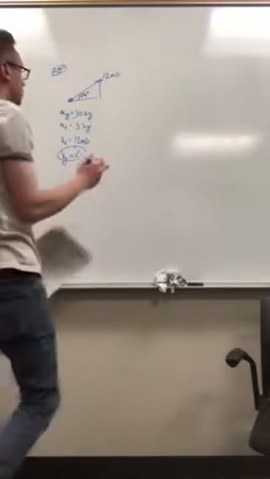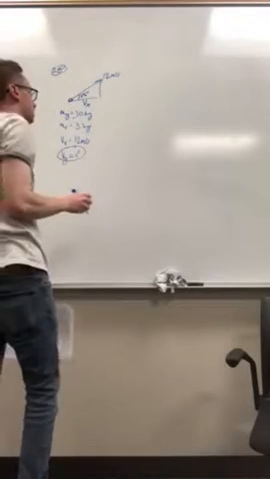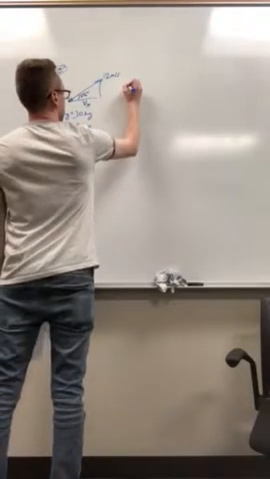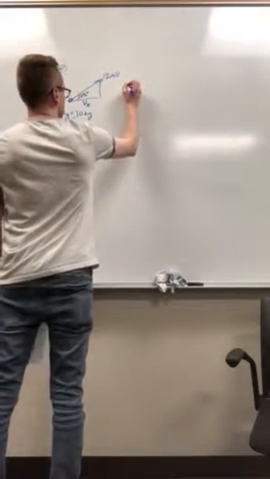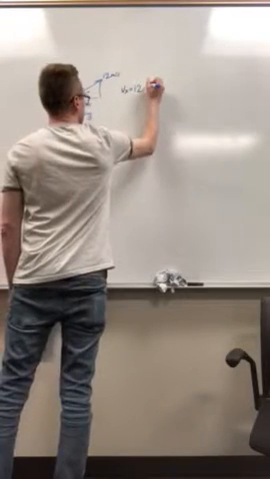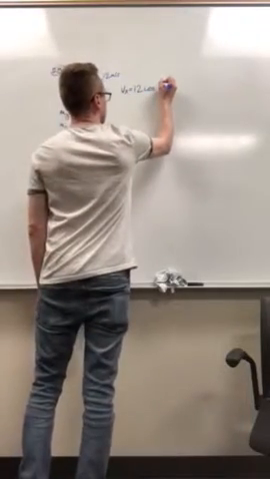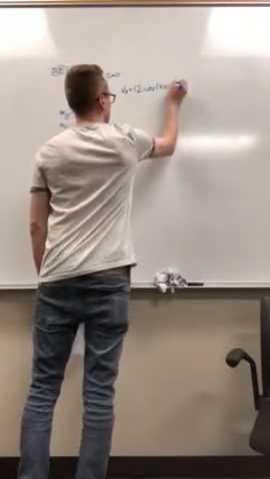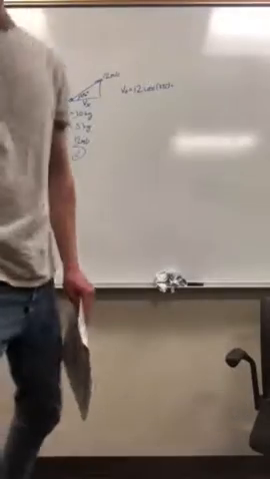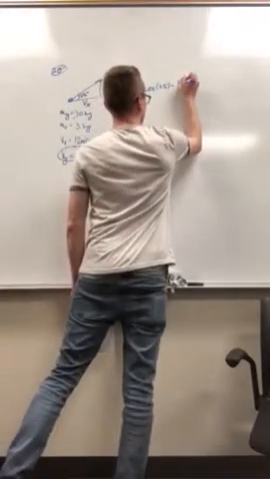So to start, we will solve for the x component of the velocity of the rock. Vx equals 12 meters per second times the cosine of the angle it was thrown at, which is 35. And that gives us 9.83 meters per second.